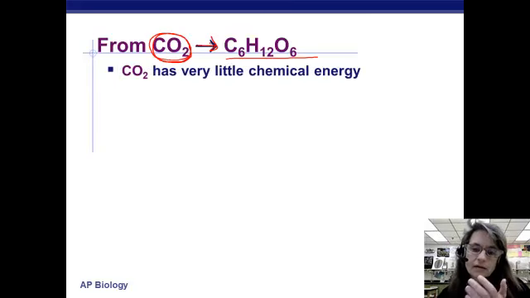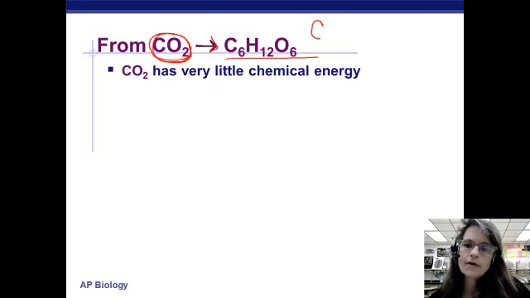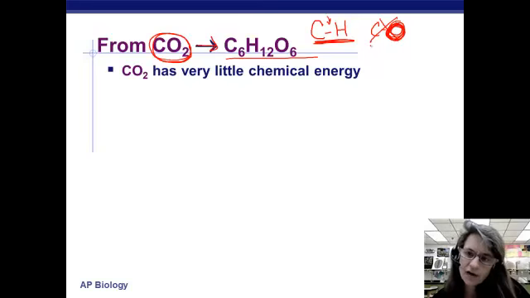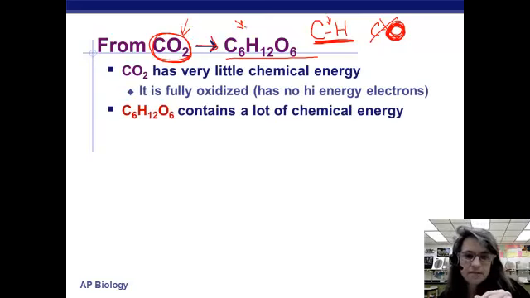CO2 has very little chemical energy stored in it. Okay, remember, chemical energy is stored mostly in the form of carbon-hydrogen bonds. You break these bonds, you release energy. Carbon-oxygen bonds have next to no energy because the oxygen is such a greedy hog of electrons. Once they have laid claim to some electrons in a covalent bond, you can forget it. You're not going to get them away from oxygen. So this does not itself have very much potential energy, but we are going to convert it to a molecule that does. Okay, CO2 is fully oxidized.